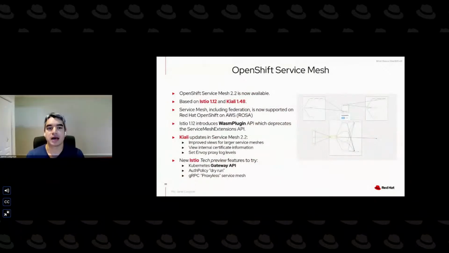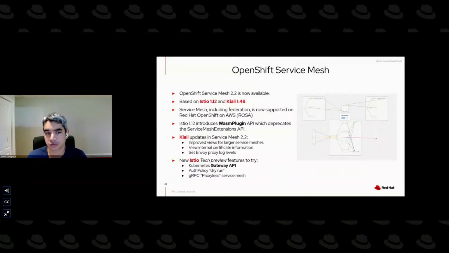Thanks, Nina. As a quick reminder, Service Mesh provides fine-grained network security and the ability to handle and control traffic based on application identities. We recently made Service Mesh 2.2 available, which updates Istio to 1.12 and Kiali to 1.4.8. This release brings full support for Service Mesh on Red Hat OpenShift on AWS, which includes multi-cluster federation.